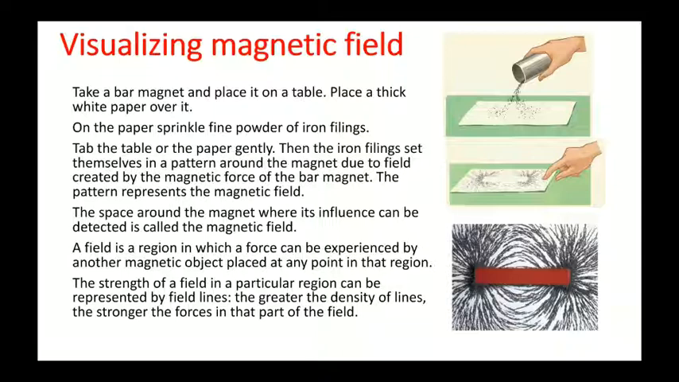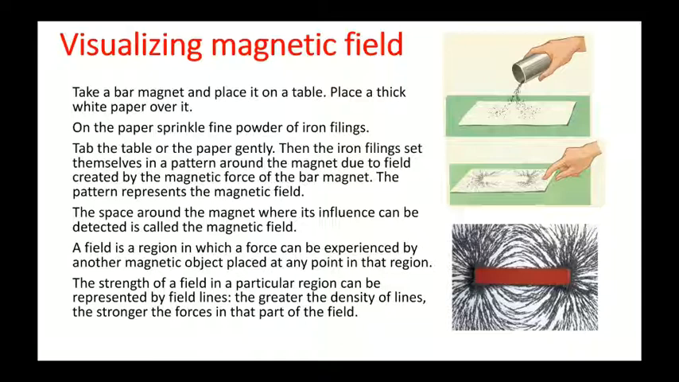Then the iron filings set themselves in a pattern due to the magnetic force of the bar magnet. We can observe the pattern in the last diagram. This pattern represents the magnetic field. Now what is a magnetic field? The definition is: the space around the magnet where its influence can be detected is called the magnetic field. I repeat, the space around the magnet where its influence can be detected is called the magnetic field.